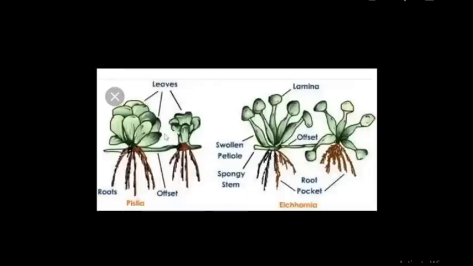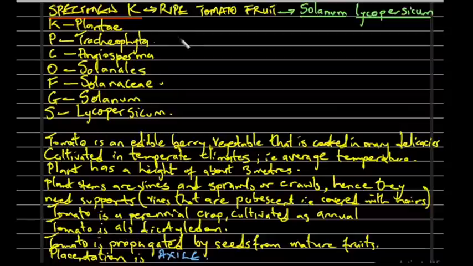The next specimen is specimen K, and it is helping us to talk about the ripe tomato fruit. That is what you are looking at for specimen K, ripe tomato fruit. The scientific name is the Solanum lycopersicum. That is the scientific name, the Solanum lycopersicum.